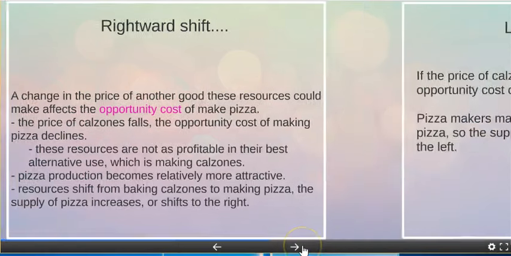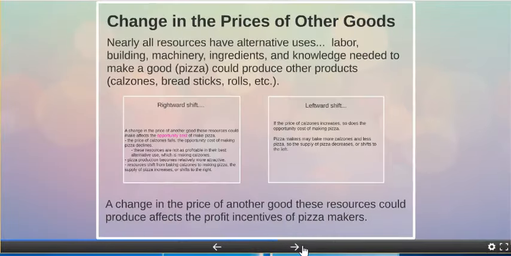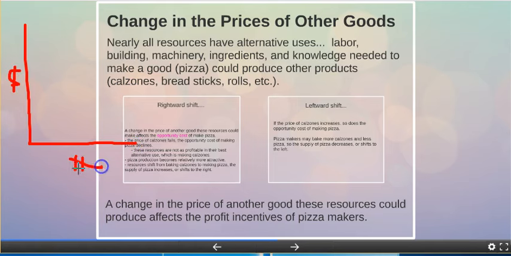It's just a basic graph, money, quantity. Okay, you have your original supply curve. Once you shift your resources away from making calzones to making pizza, your supply curve is going to shift to the right.